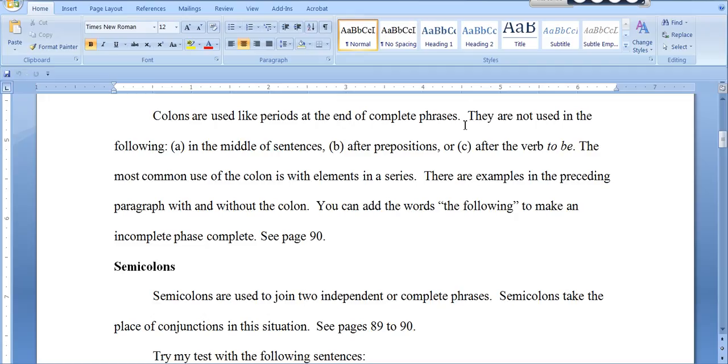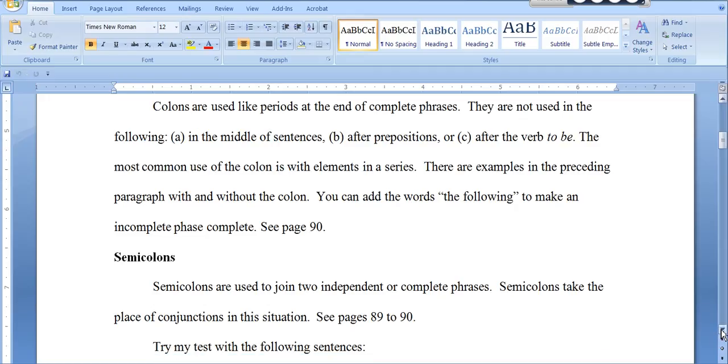Notice how I made this phrase into a complete phrase by using these magic words, "the following." If you have an incomplete phrase, you can add the words "the following" and it becomes a complete phrase.